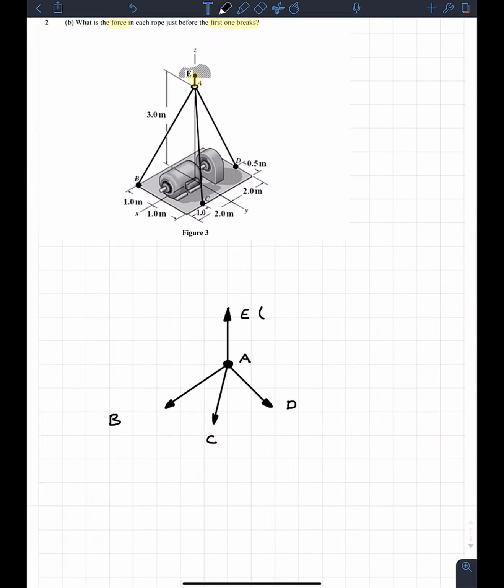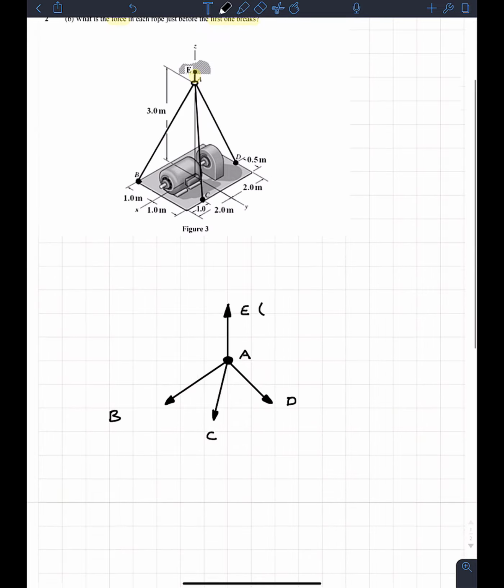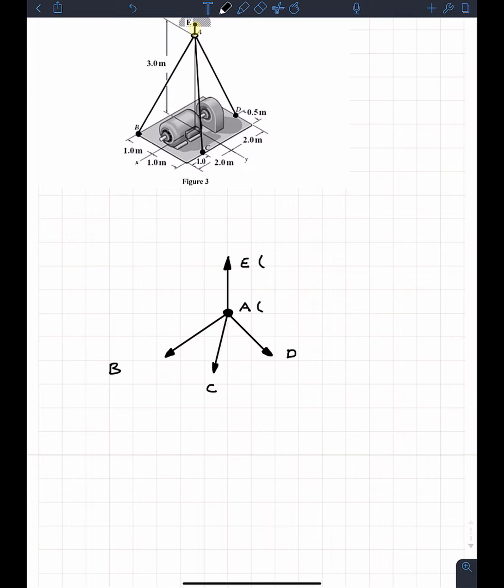Well, point E, we don't know, but it's okay because we learned that we don't need it, and we'll explain that later. Point A, we do know. We know it's going to be 0, 0, 3, and that's in meters.